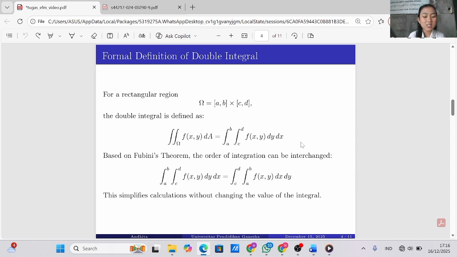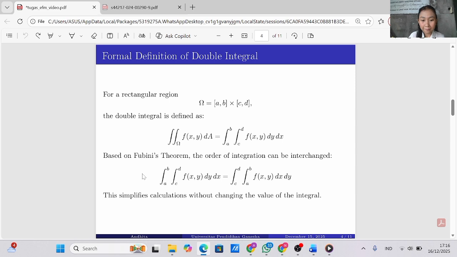Okay, now let's look at the formal definition. For a rectangular region, omega equal to [a, b] times [c, d], the double integral is defined as the double integral over omega of the function f(x, y) dA equal to the integral from a to b and the integral from c to d of f(x, y) dy dx. This means we integrate one variable first and then the other.